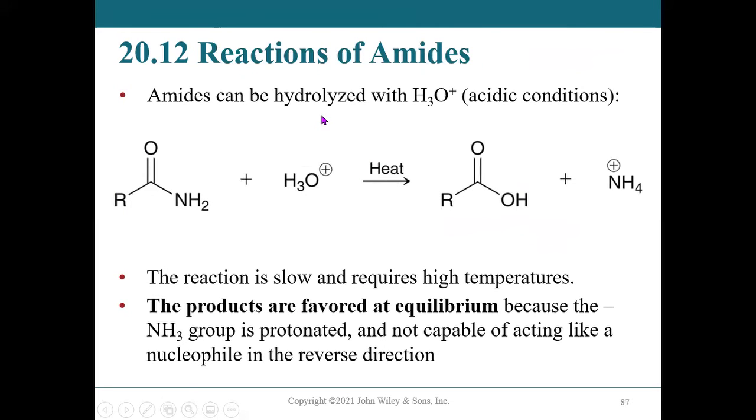Amide can be hydrolyzed with acid, and here is amide, and under heat with acid produce acid. This reaction is slow and requires high temperature. The products are favored at equilibrium because an NH3 group is protonated and not capable of acting as a nucleophile in the reverse reaction.